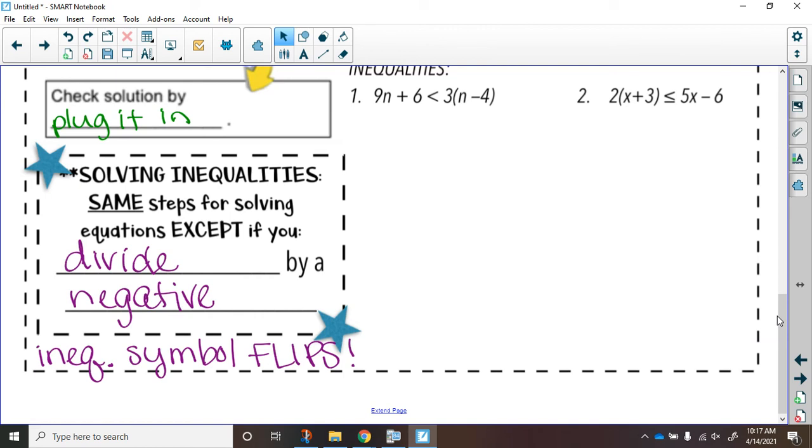So let's look at number 1. And again, I have to start off by distributing a positive 3. So we get 3n minus 12. So 3n minus 12. Bring down your leftovers.